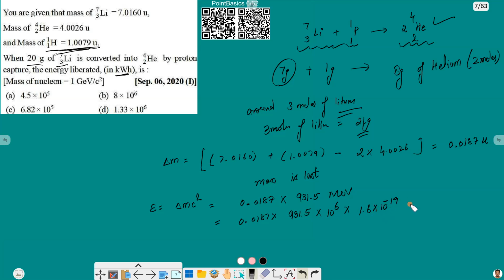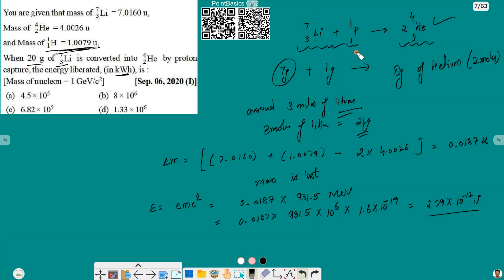Oh, minus charge with minus sign. So when we do this, we will get 2.79 into 10 raised to power minus 12 joule. This is the amount of energy released when 1 mole of lithium, or basically 7 gram of lithium, is converted into helium by proton capture. Now we have 20 gram of lithium, so we can use basically unitary principle.